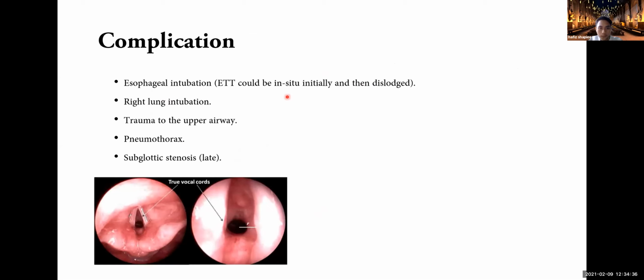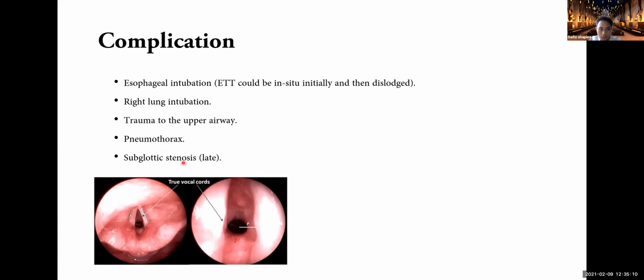Then for the complications, there are several. First, esophageal intubation. Initially the endotracheal tube may be in the trachea, however, it might be dislodged and enter into the esophagus. And then right lung intubation, when the endotracheal tube is inserted too far that it enters the right lung. Then trauma to the upper airway, because this procedure is invasive anyway. And then pneumothorax due to the high pressure of the air that enters the lung.